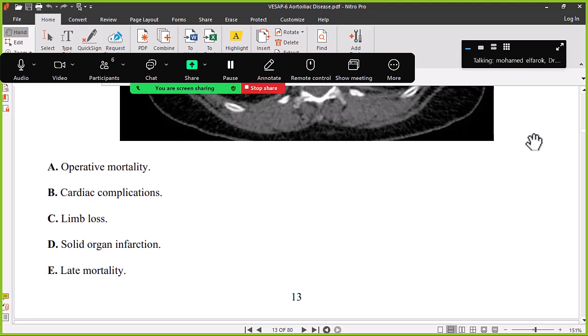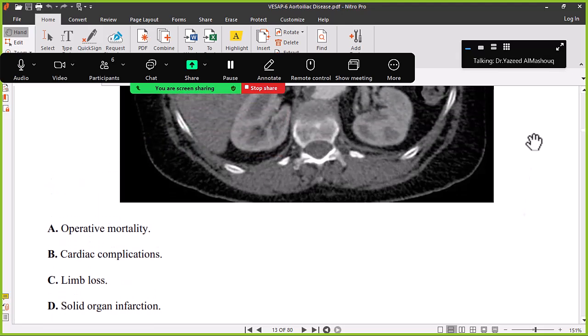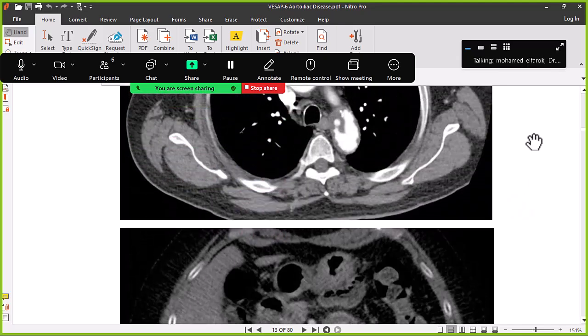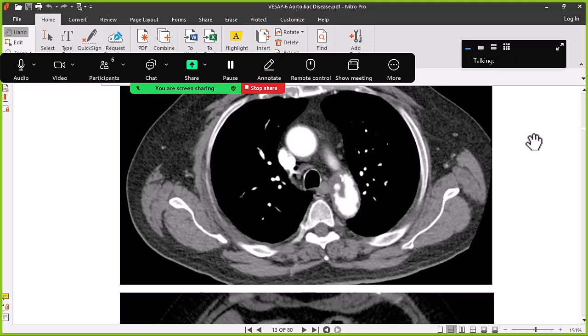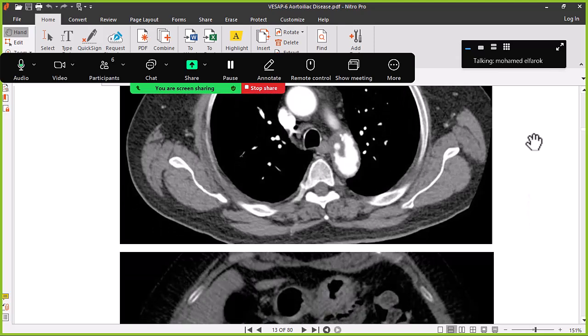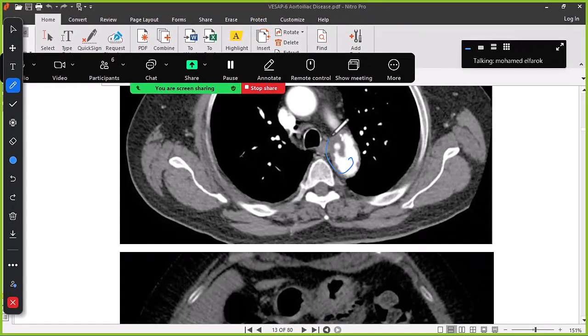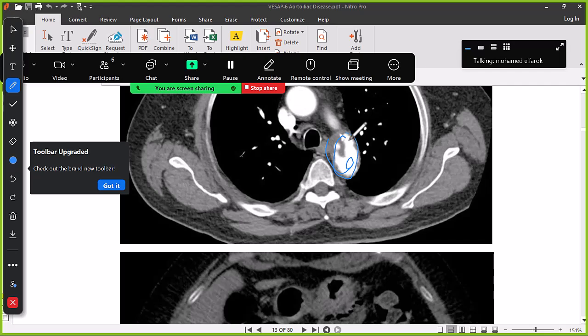I would be more concerned with the solid organ. Yes, Dr. Samer, very good. You can see, let me try to get an arrow. Yeah, that's it. Can you see this is the aortic wall? Can you see this thrombus? So this is the amount of thrombus that is available.